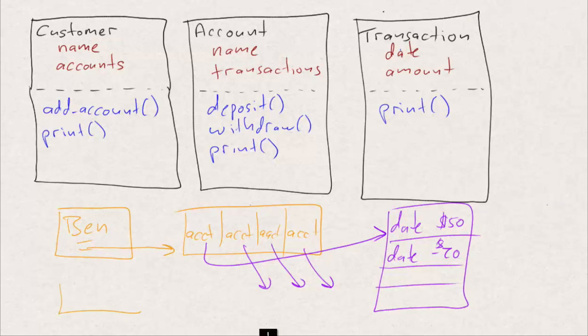Allison can be another instance of customer which references her own accounts, which references their own transactions. Now we can go and see what this looks like in code.